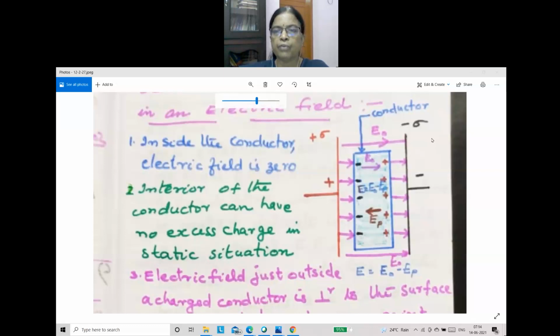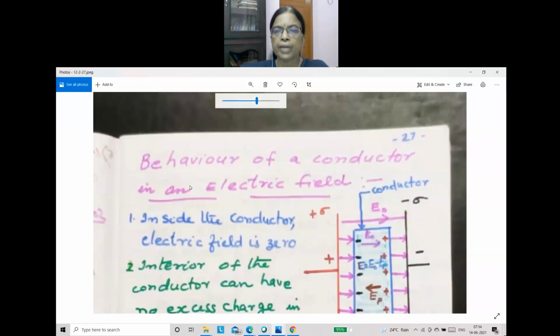So that is the most important thing: how to produce a uniform electric field. In a capacitor also we need that. So one plate is plus sigma, other plate is minus sigma, then it produces a uniform electric field and the value of the electric field is sigma by epsilon 0. Okay, children? Now we are having an electric field and what we are going to study? Behavior of a conductor in an electric field.